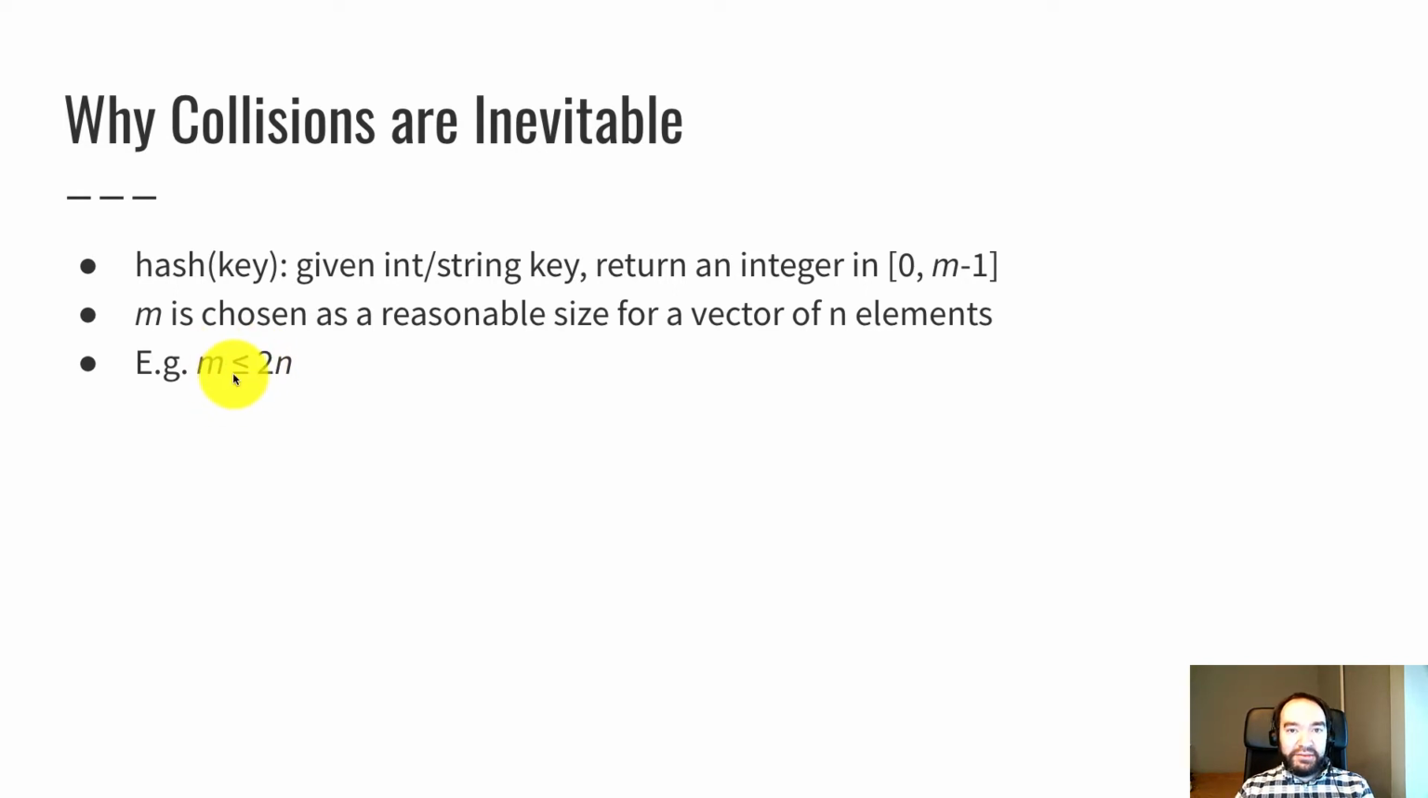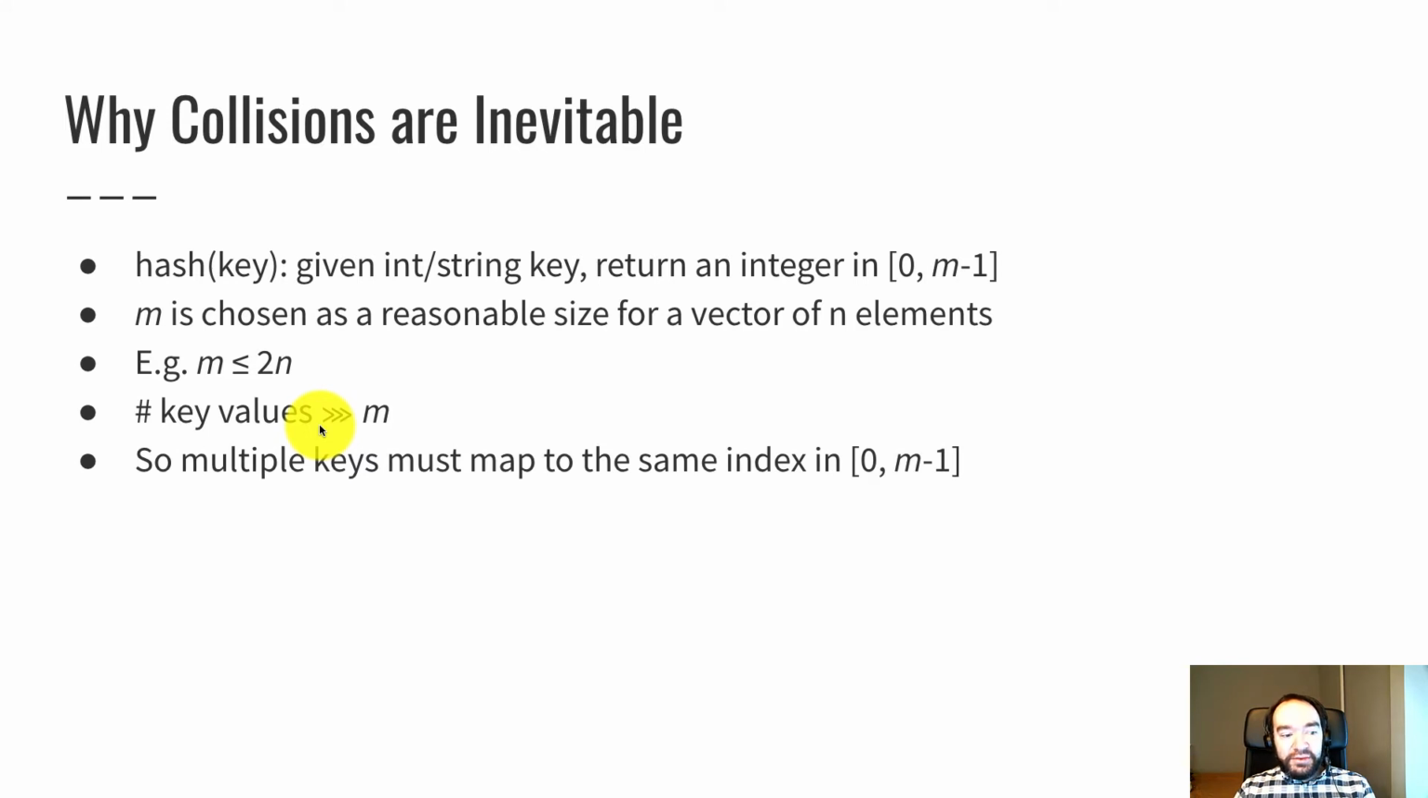We talked in the previous video about how we don't want these billion element hash tables for small data structures. The problem with that is that the number of possible key values is much larger than m. This triple greater than symbol means much, much greater than. As a consequence, multiple keys then have to map to the same index in the range 0 through m minus 1. This is an example of the pigeonhole principle from mathematics.